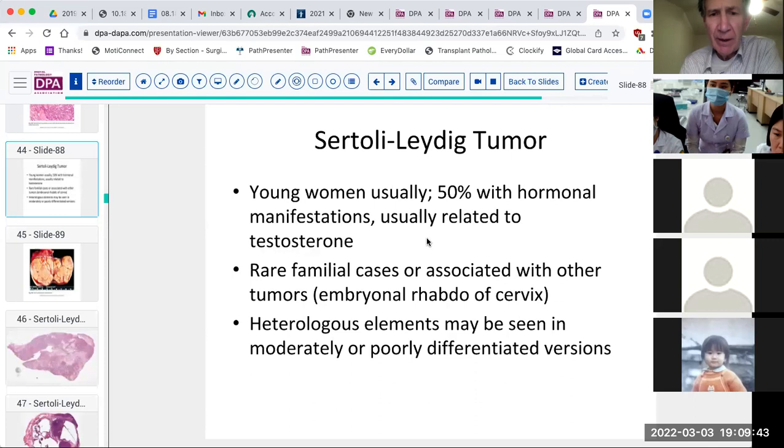There are a few situations where there are other associated tumors, such as embryonal rhabdomyosarcoma. And these tumors may also occasionally have heterologous elements. Now, the familial cases very frequently are related to situations where there is a specific mutation, such as a Dicer1 mutation that is familial. But even in the sporadic cases, the Dicer1 mutation can be identified within the tumor in many cases. It's not required, but in situations where you're uncertain, if you have the capability to do that testing, that would be helpful in confirming the diagnosis.